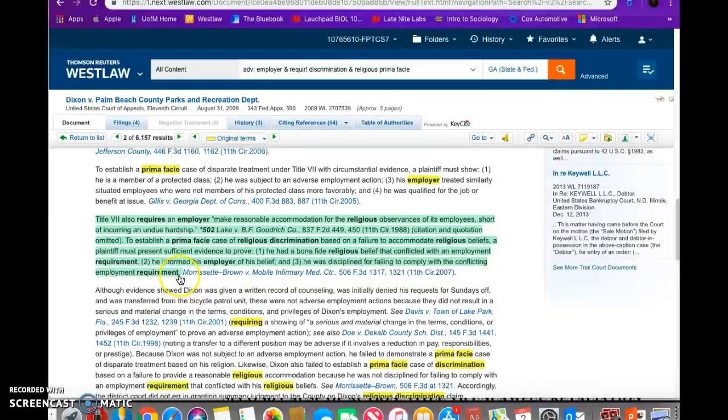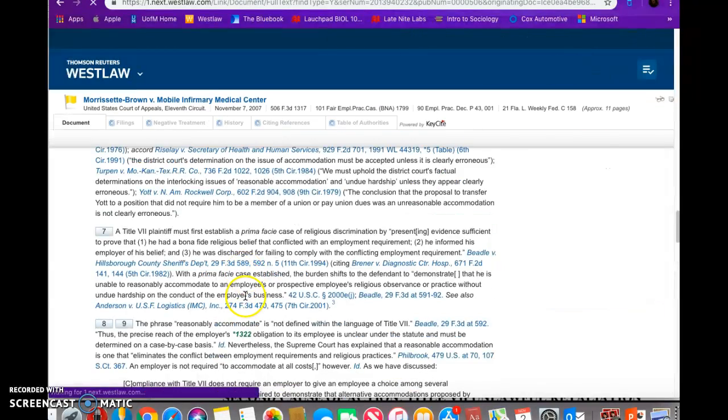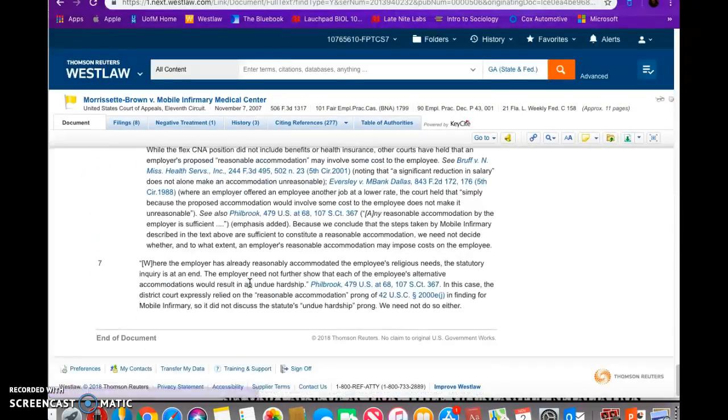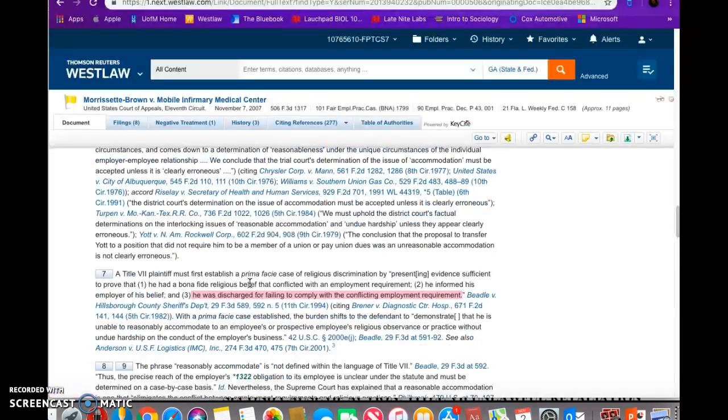So they did reference this case here, which I clicked on, and I've already highlighted where it says he was discharged for failing to comply with, that's number 3. That is in reference to the number 3 that I read in this Dixon case. He was discharged for failing to comply with the conflicting employment requirements.